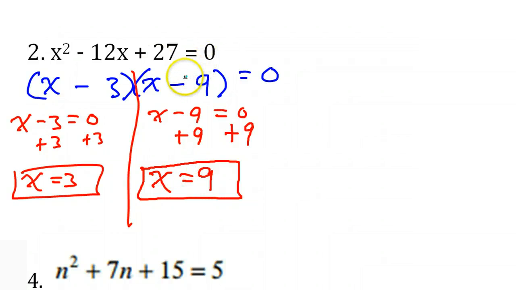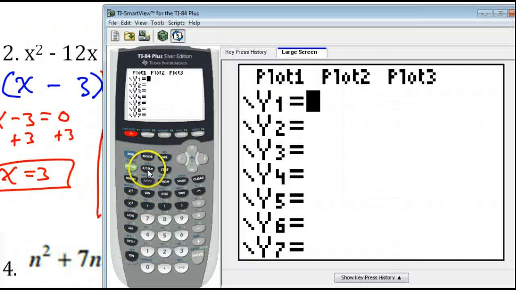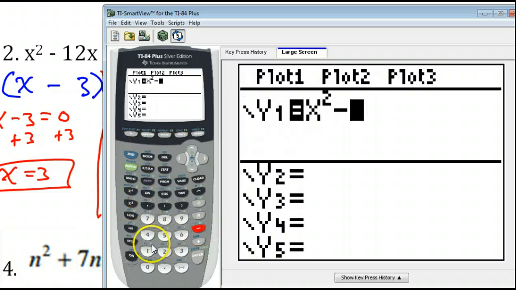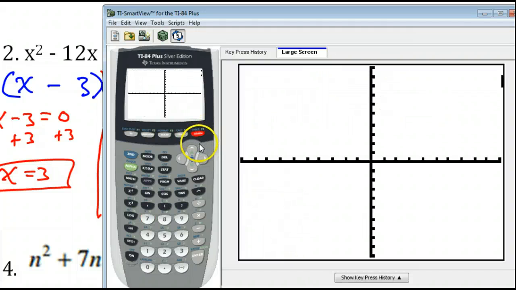By the way, let's make a quick connection. Let's look at the graph of the equation. I feel like changing colors. Let's look at the graph of the equation y equals x squared minus 12x plus 27 real quick. Okay, so we got x squared minus 12x plus 27. Alright, let's take a look at the graph of this thing.